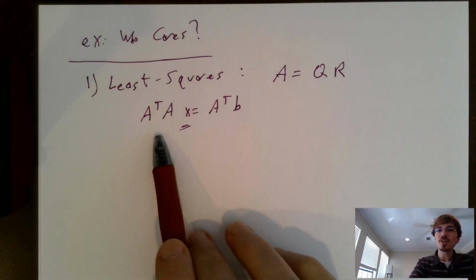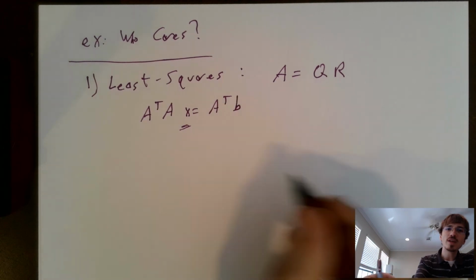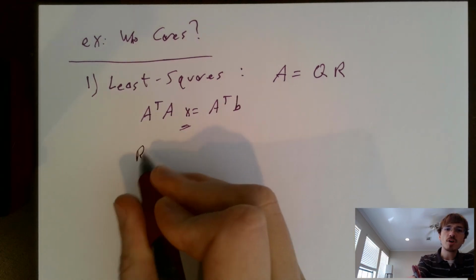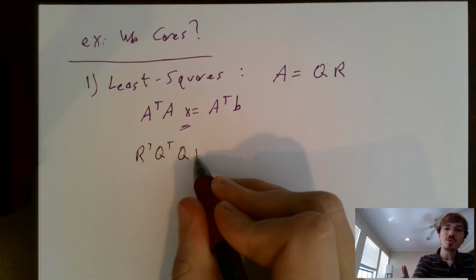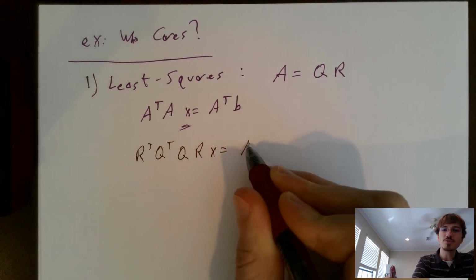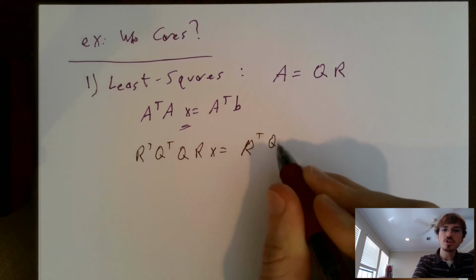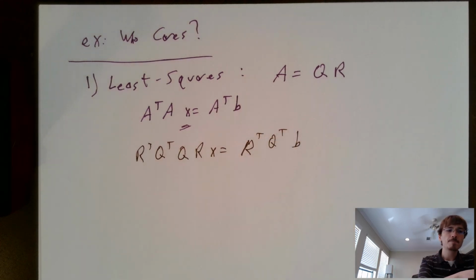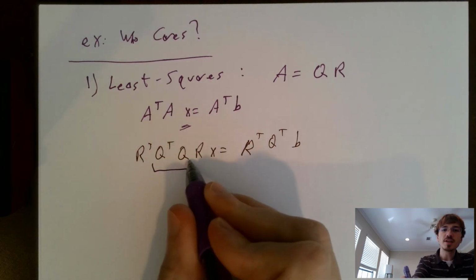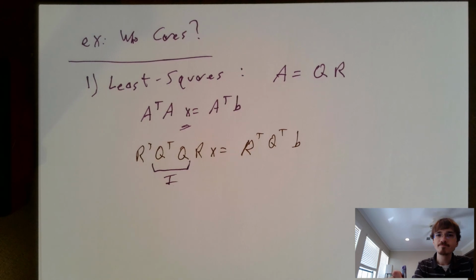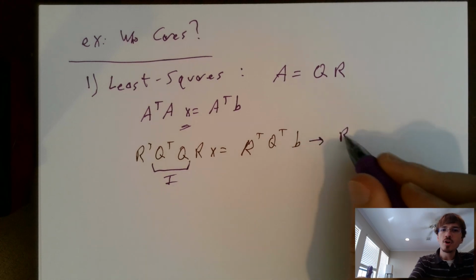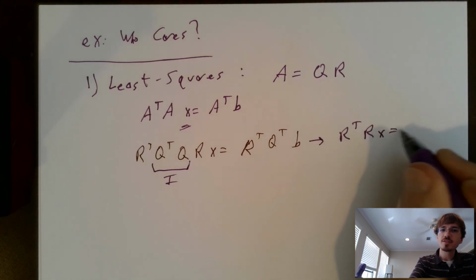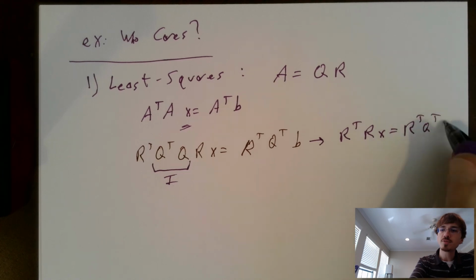Well, if A is equal to QR, let's plug that into this equation. We get R transpose Q transpose, because the order swaps whenever you distribute transpose, times QR X equals R transpose Q transpose times B. And what happens now? We know that Q transpose times Q is the identity matrix. And so we're left with R transpose times Rx equals R transpose times Q transpose times B.